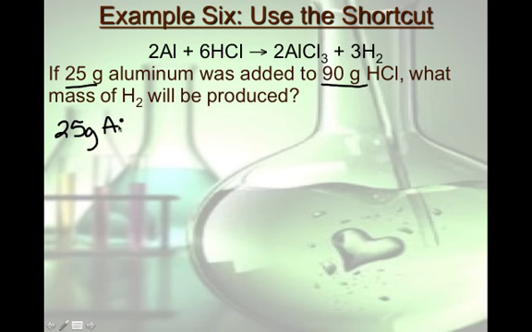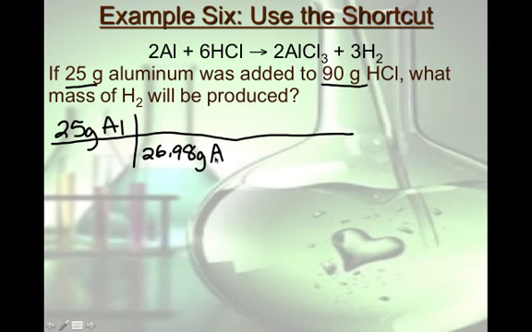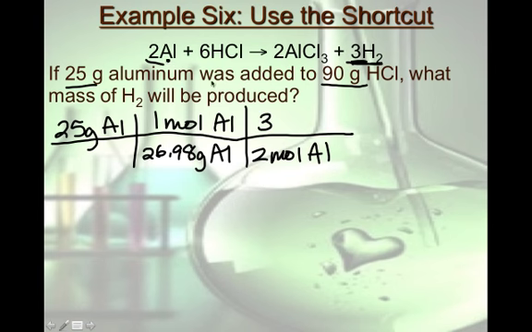So 25 grams of aluminum, I need that periodic table. How many grams are in 1 mole? Remember our first step? When in doubt, go to moles. 26.98 grams of aluminum for 1 mole of aluminum. And then we'll use our recipe. We're going to H2. So every 2 moles of aluminum makes how much hydrogen? 2 grams? Or 1 gram? 3. See, two of these makes 3 of these.